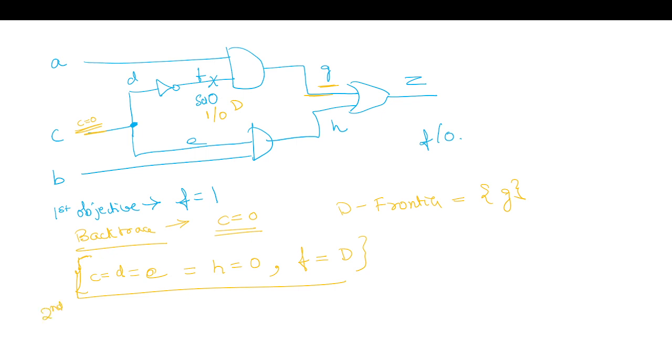Now, our second objective. In the D frontier, we have G. So, for the G, we want the AND gate's other input to be a non-controlling value. So, we have to consider the primary input connected to it, which is A. So, we can try simulating with A equal to 1. So, we backtrace to this objective of A equal to 1. And we simulate this A equal to 1, and we see that the Z value is D. So we have detected this fault.